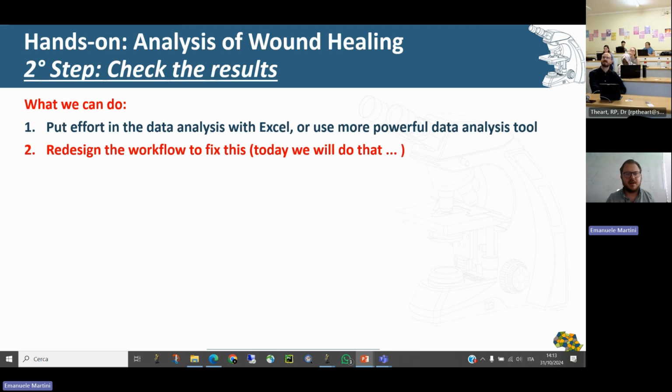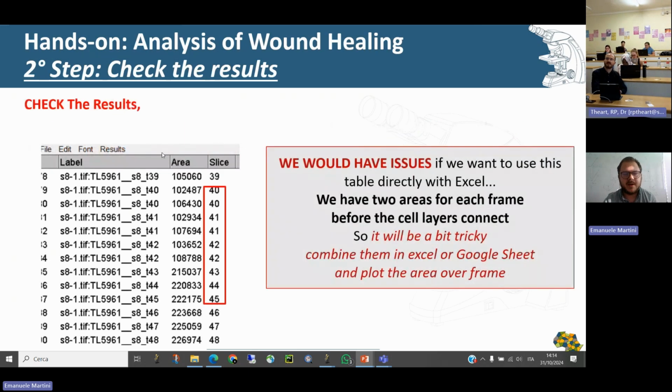But since we are in the image analysis course, we will try to redesign our workflow, so our image analysis workflow, to fix this. What we are trying to fix, to be clear, we want to have a single value that can help us to identify the area covered for each time point. So we want to find a way to have only one value for each time point.